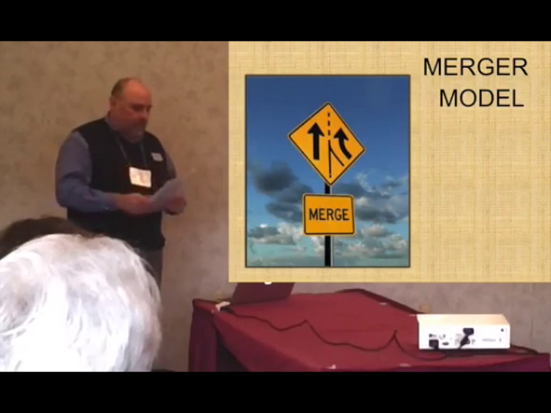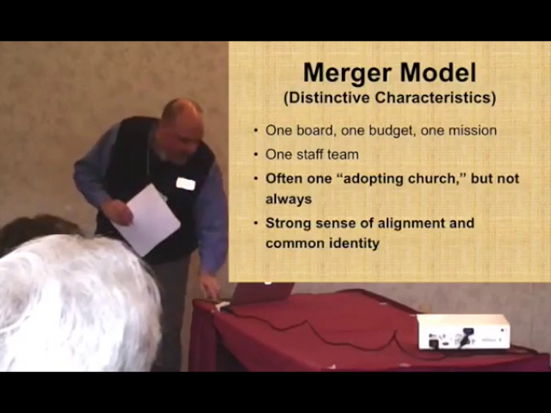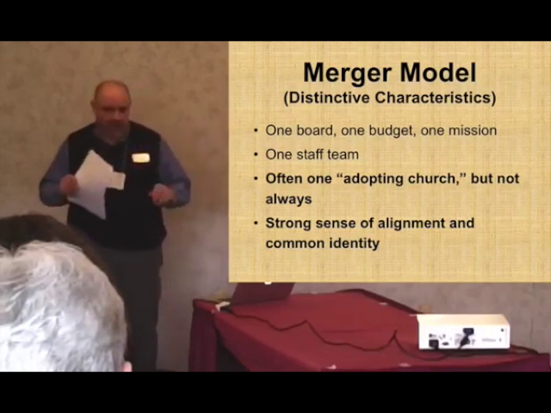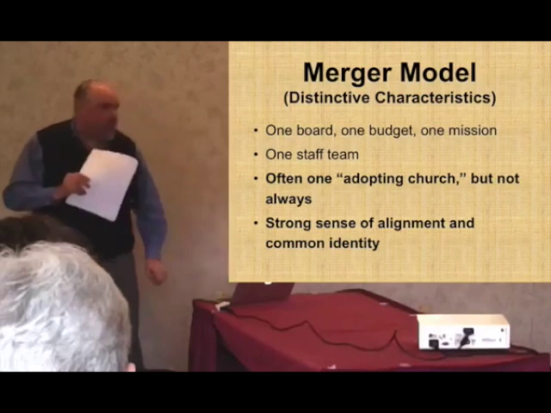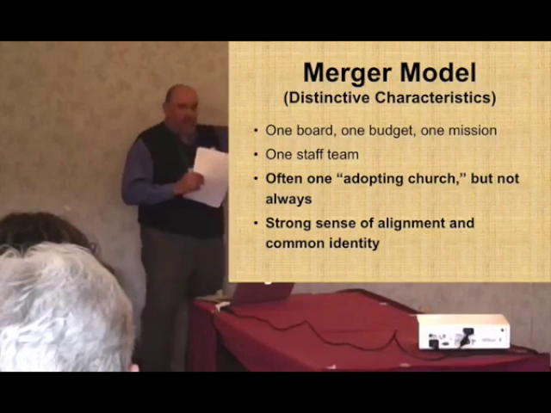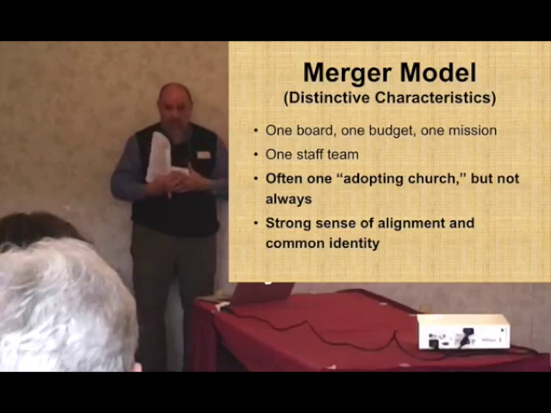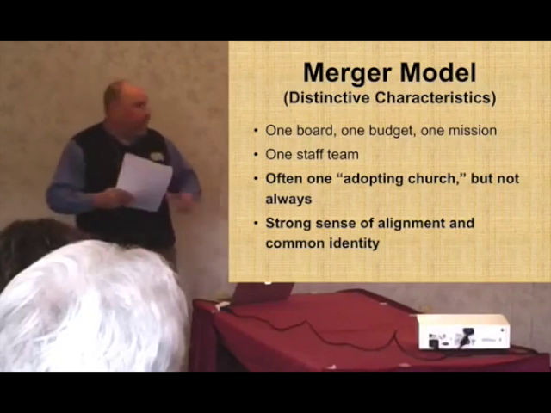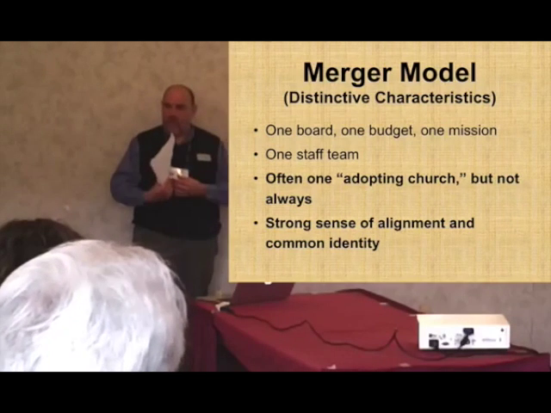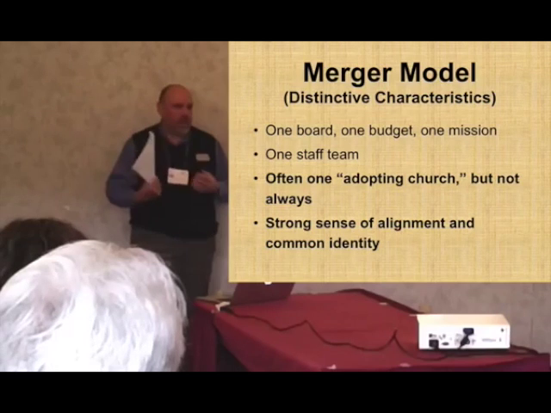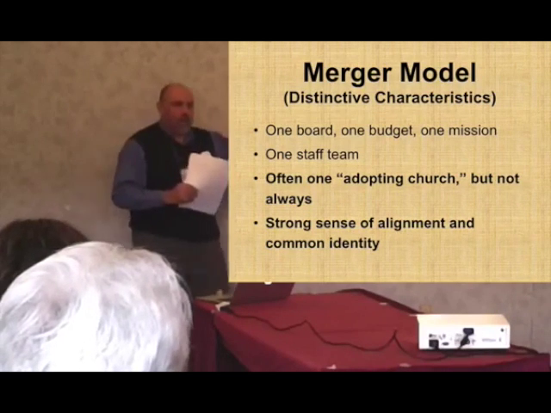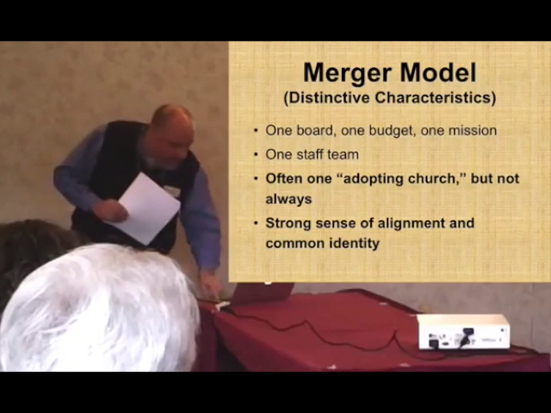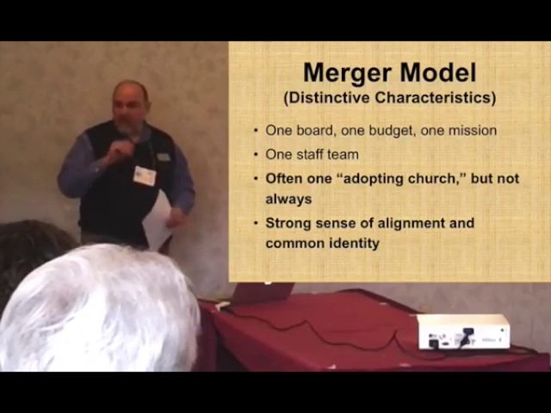The third model is the merger model. Again, the characteristics are similar to the first two: one board, one budget, one mission, shared staffing, one staff team. But with the merger model, the model begins to change. This generally involves two existing congregations, whereas in the first two models, there was a church and they created little baby churches. In the merger model, you tend to have two existing congregations or more, but for simplicity's sake, two existing congregations that come together. One might be the adopting church, the larger of the two, but it doesn't have to be that way. There's a strong sense of alignment and common identity.